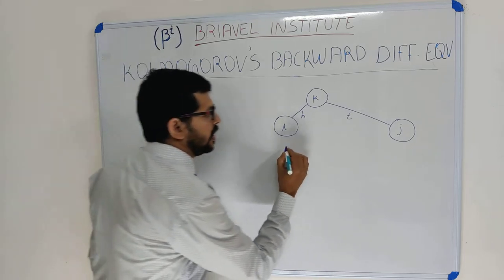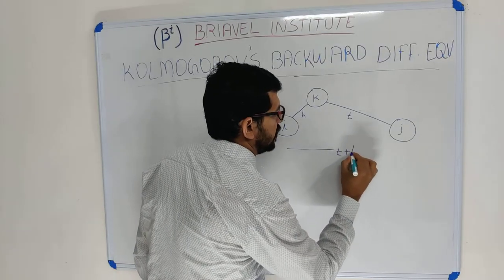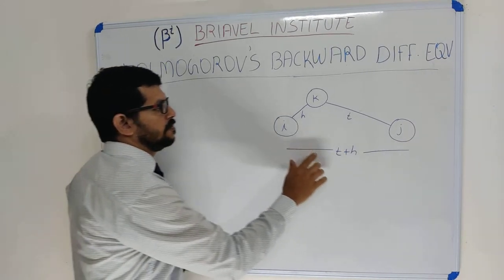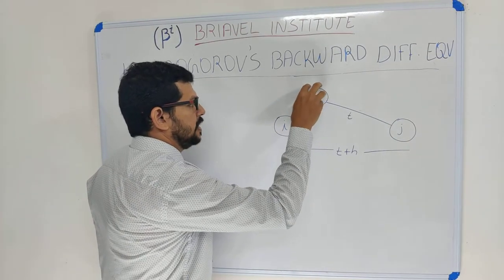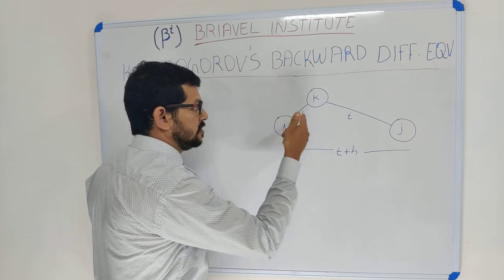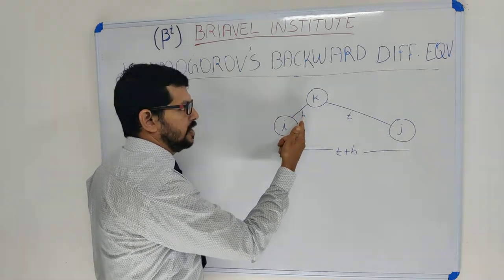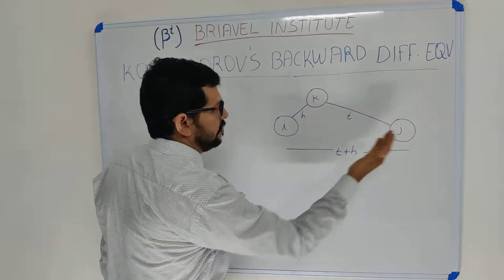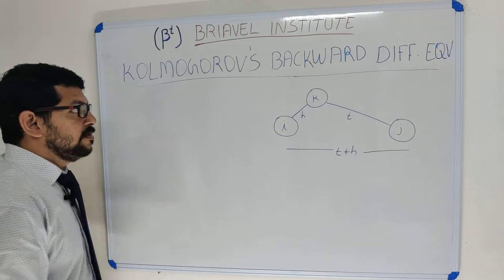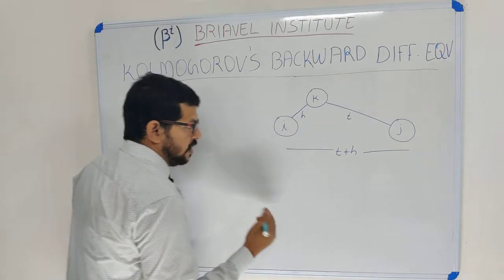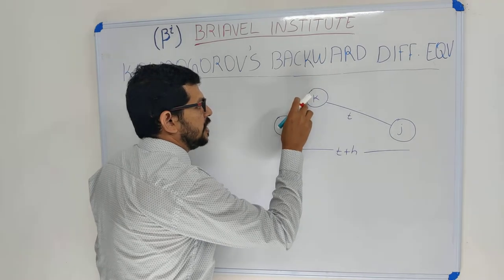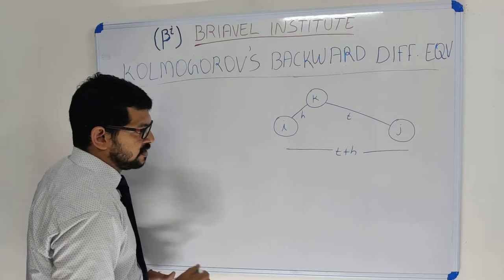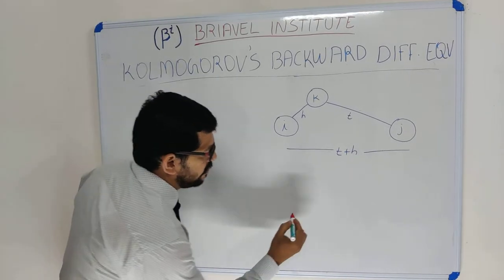So the total time is t plus h. We have considered the intermediate state near i because h is a small interval of time. We reached k from i, and then take time t to reach j. So in the backward differential equation, k is near i. The initial transition happens near the ith state. In the forward differential equation, it was not like that.